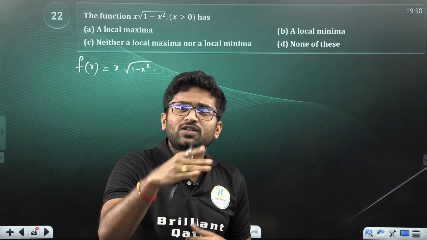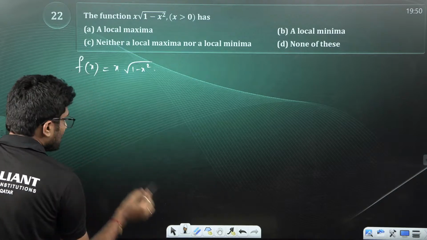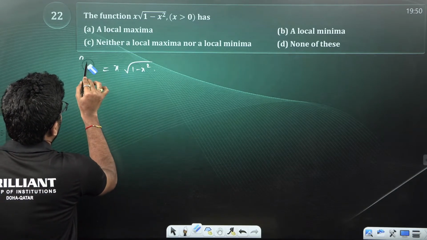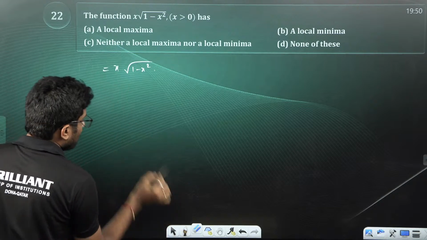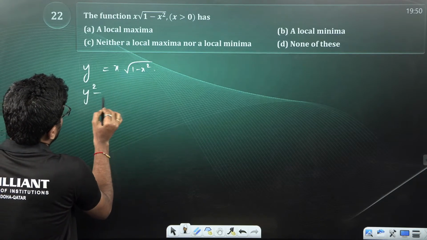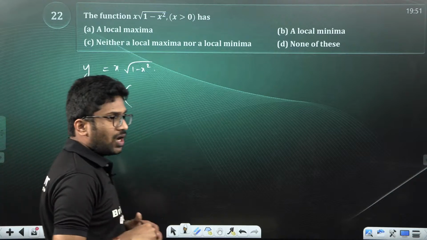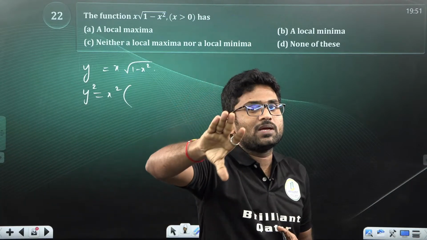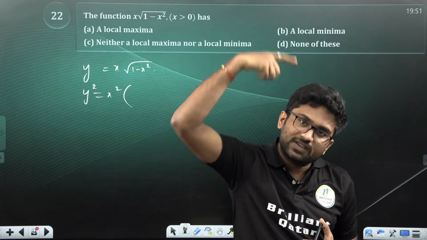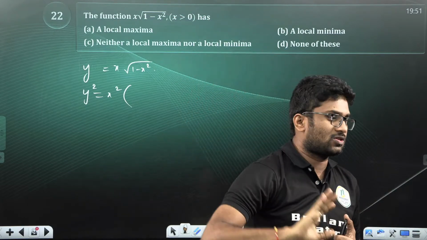For that, you square it on both sides. Do not take this as f of x, or square it on both sides and then take f of x. Let us take the given expression as some y. Now square it on both sides. Why did we square? Because if it is either minima or maxima at that particular point, we get the same when we square it also, or we cube it also, anything.